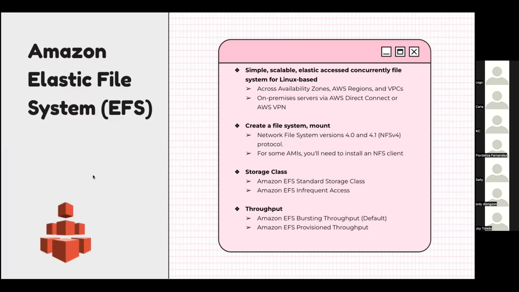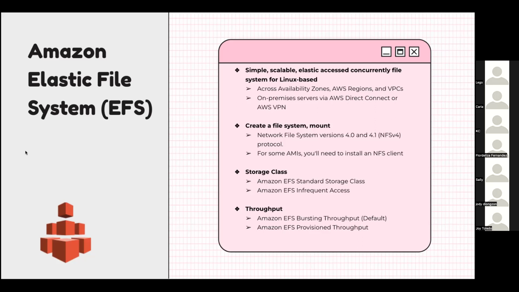So not just one AZ. Unlike EBS, it's only one AZ. With EFS, you have multiple AZ. You can actually also do multiple regions and VPC if you're peering them together. And VPC peering actually supports multi-regions and multiple VPCs. So your EFS can also do that already.